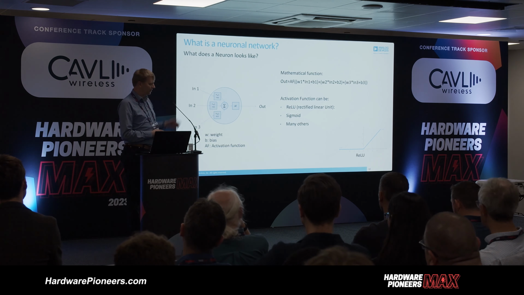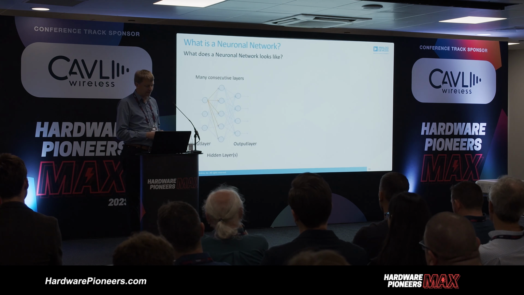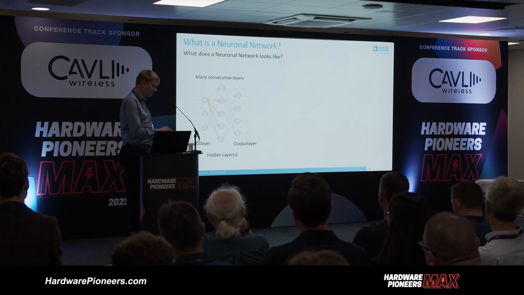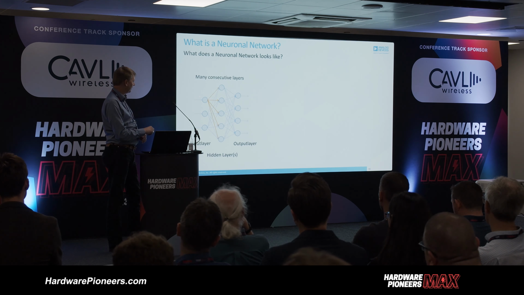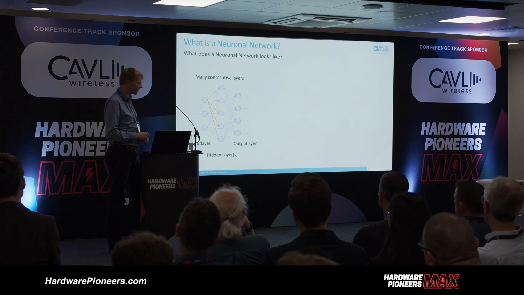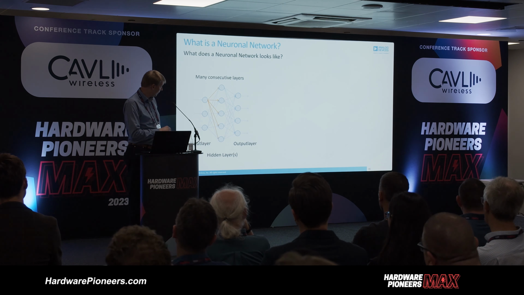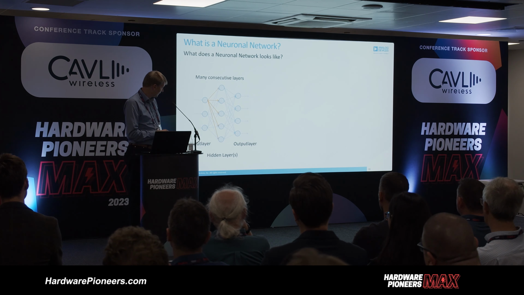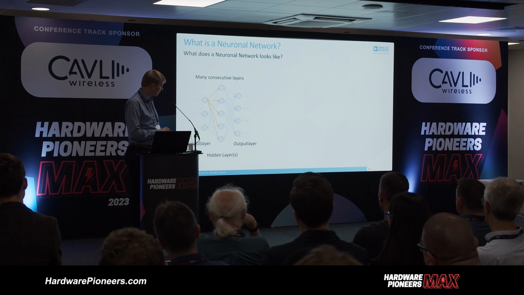So this is a neuron now, and a network consists of many, many different neurons, and all these neurons are sorted into layers. So we do have different layers. The first is always called the input layer. Then we have one or multiple hidden layers in between. And the last one is the output layer.